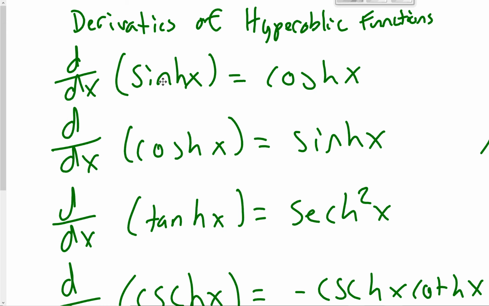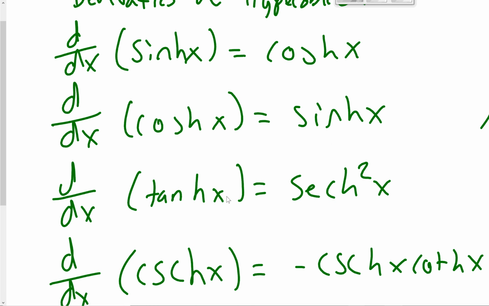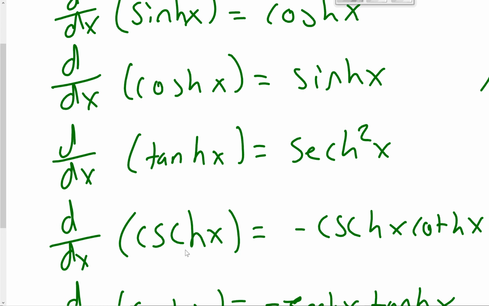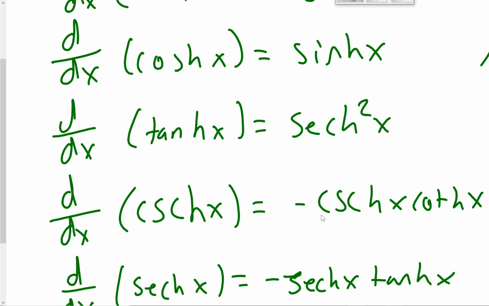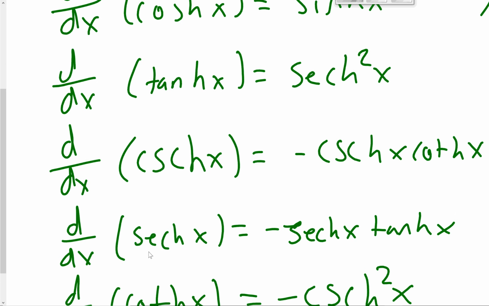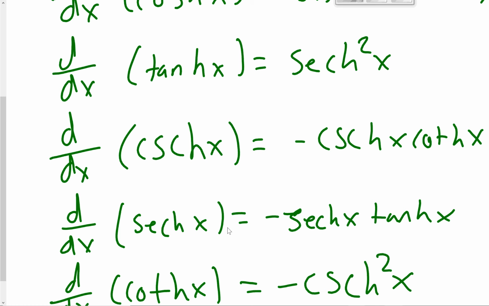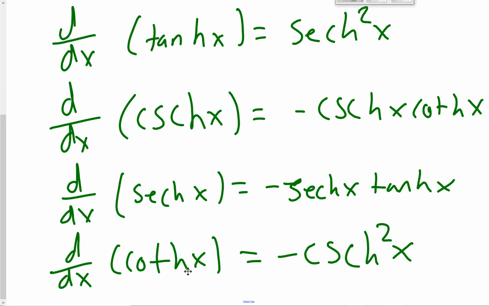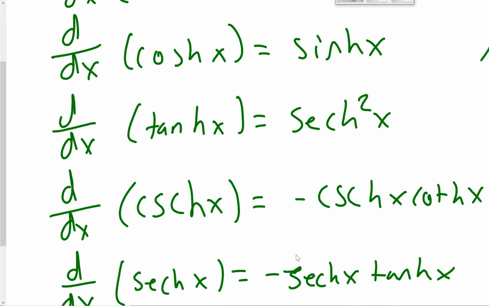So the derivative of hyperbolic sine is hyperbolic cosine. Derivative of hyperbolic cosine is hyperbolic sine. Derivative of hyperbolic tangent is hyperbolic secant. Derivative of hyperbolic cosecant is negative hyperbolic cosecant times hyperbolic cotangent, and then derivative of hyperbolic secant is negative hyperbolic secant times hyperbolic tangent, and then the derivative of hyperbolic cotangent is negative hyperbolic cosecant squared. So those are all the derivatives of those.